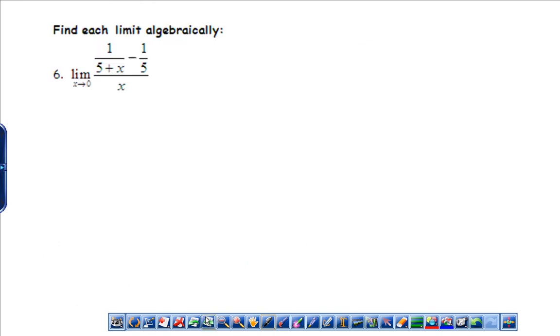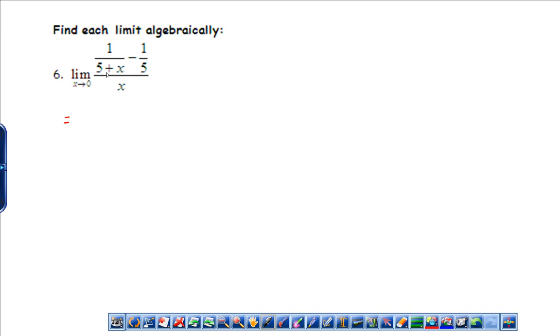All right. So now, number 6. This is algebraically. This means not with the calculator. Now you could definitely use the table feature of your calculator to answer these next two problems. But let's do it algebraically. Always you would want to try to go ahead and do a direct substitution first.